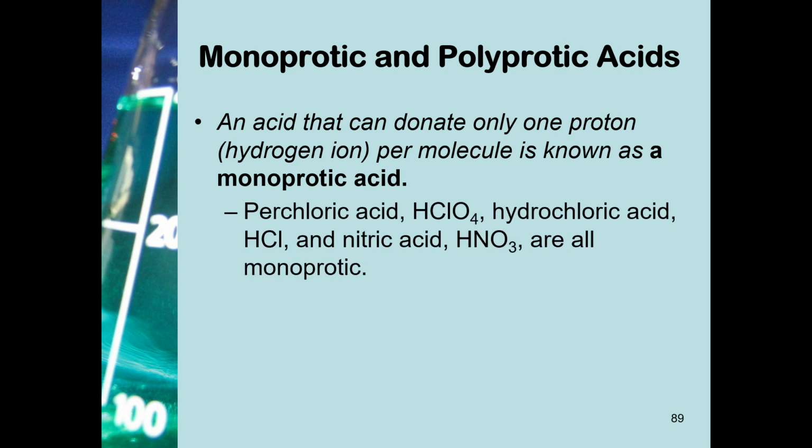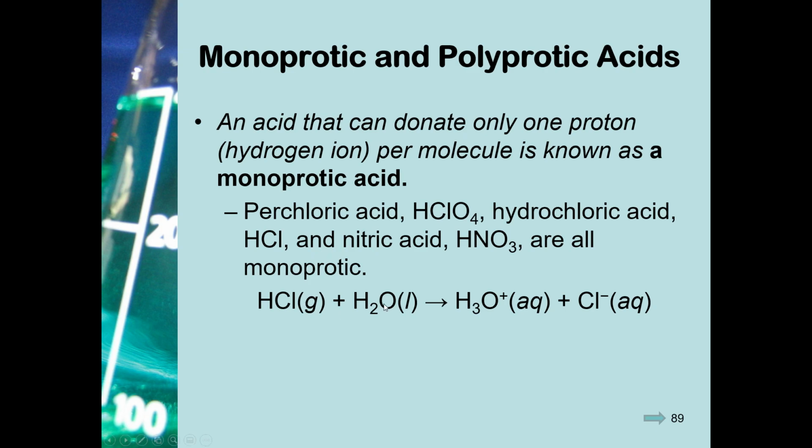And here are some familiar examples that we've had earlier in the chapter. Perchloric acid, hydrochloric acid, nitric acid: each of those has only one H, HClO4, HCl, HNO3. So they're all monoprotic. And so here's an example of HCl donating its one proton to water and forming a hydronium ion. And then here's our chloride ion again.